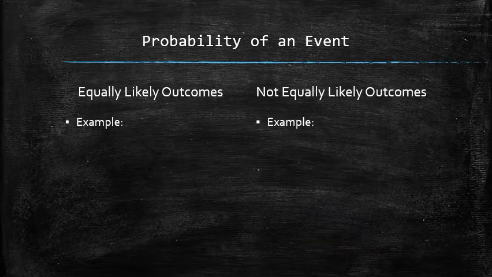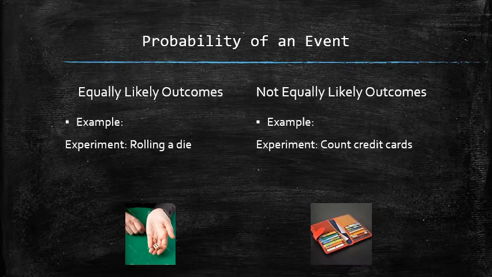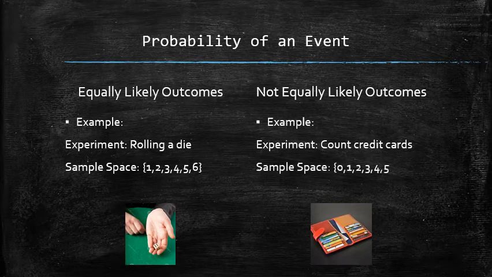Consider another two examples, rolling a die and counting credit cards in the wallet of a randomly selected person. Both experiments have 6 simple outcomes. Rolling a die may result in any number between 1 and 6, and the number of credit cards in the wallet of a randomly selected person can vary from 0 to any number. Again, there is one conceptual difference between these two experiments. To see the difference, let's answer the following questions.